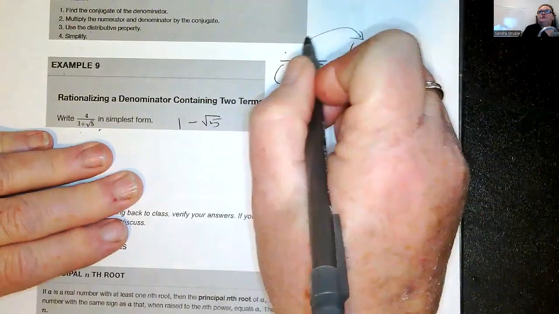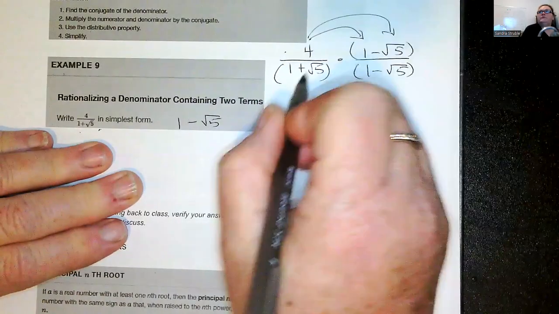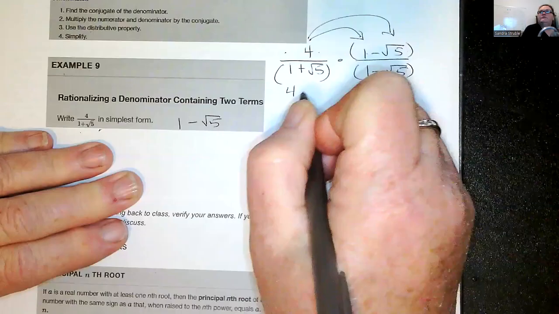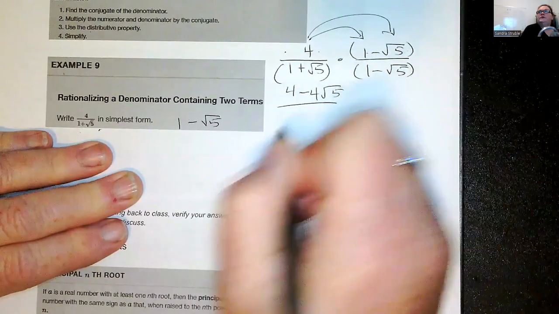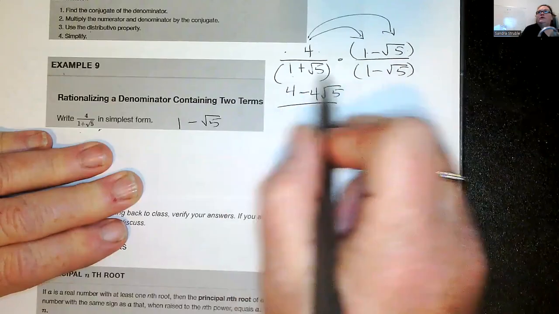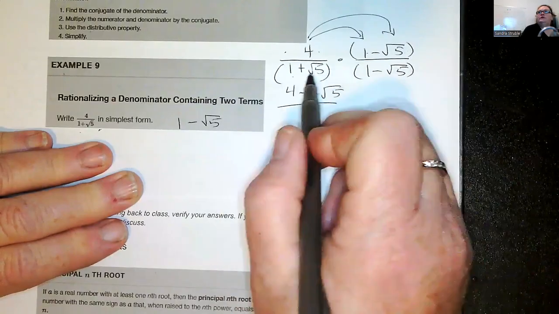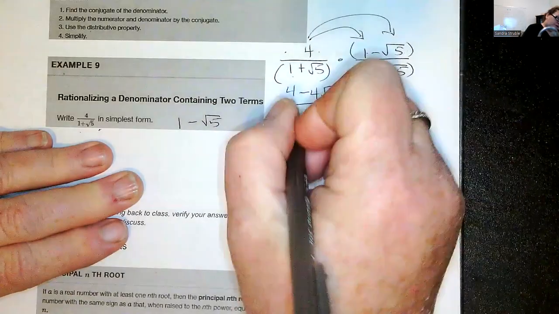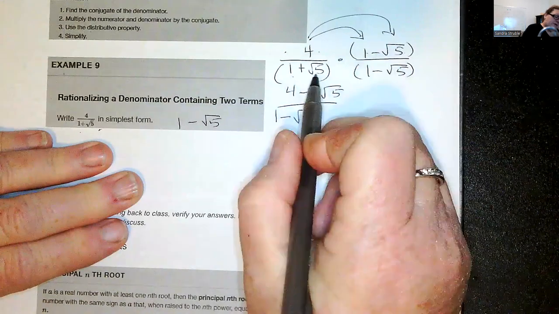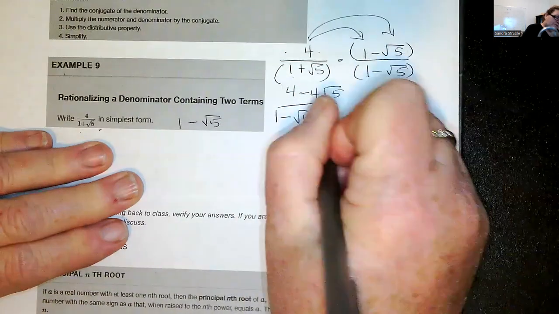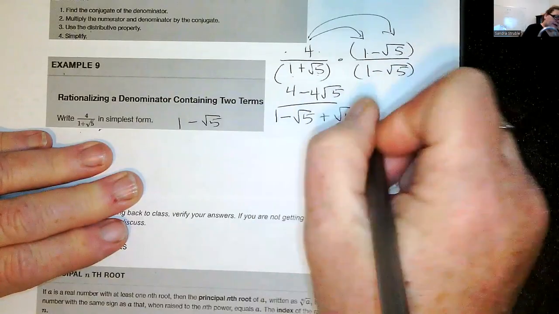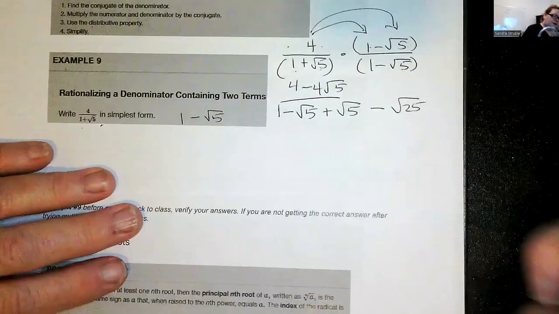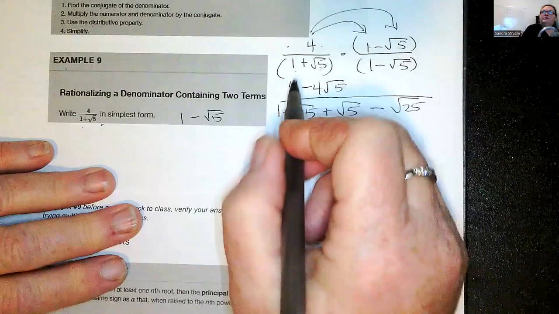To distribute, we're just multiplying the terms by everything in the binomial. So 4 times 1 is 4. 4 times negative square root of 5 is negative 4 square root of 5. Numerator's done. Now for the denominator, you can go 1 times 1, 1 times negative square root of 5. So 1 times 1 is 1. 1 times the negative square root of 5 is negative square root of 5. And then square root of 5 times 1. And square root of 5 times negative square root of 5 is negative square root of 25. Okay. All right, let's combine like terms. The numerator stays as it is.